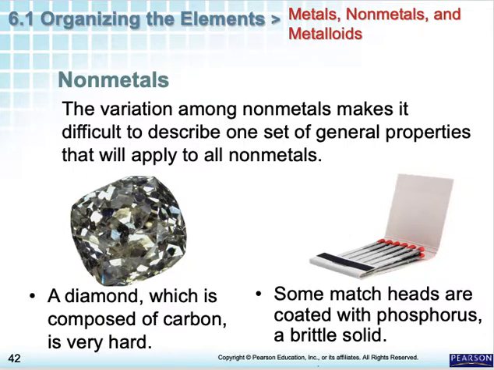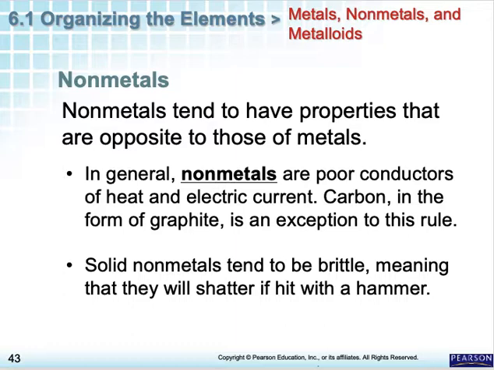Nonmetals also have a lot of variety in how they are put together. We can have diamond, which is a network solid. It is very hard. Or we can have something like phosphorus, which is a brittle solid. But neither is malleable at all. Nonmetals tend to have properties that are the opposite of metals. So in general, nonmetals are poor conductors of heat and electric current. Carbon in the form of graphite is an exception to this rule. Solid nonmetals tend to be brittle, meaning they will shatter when hit with a hammer.